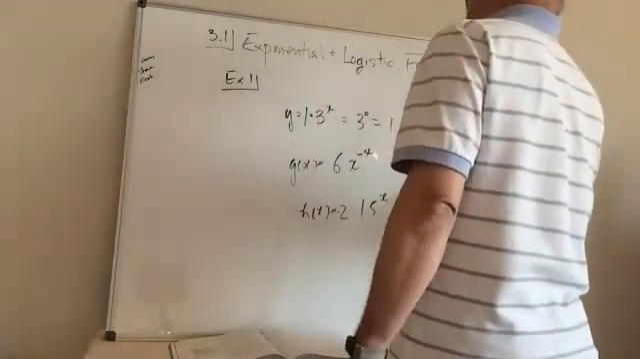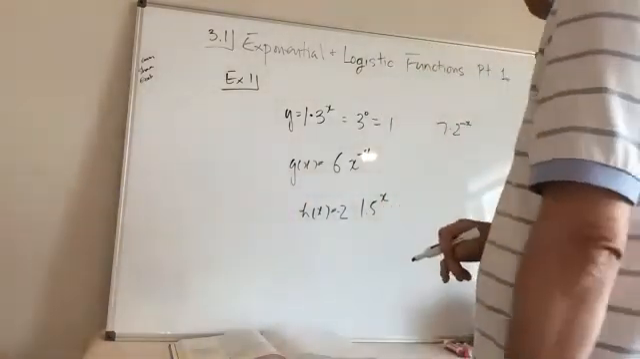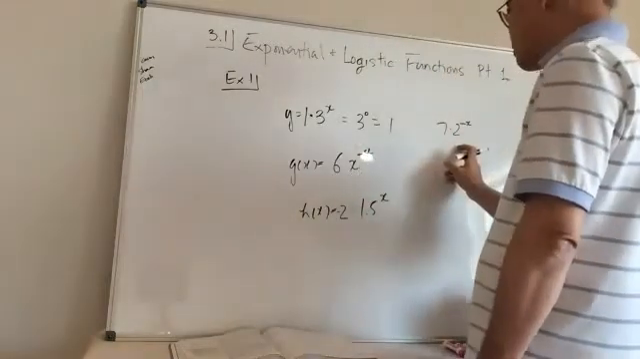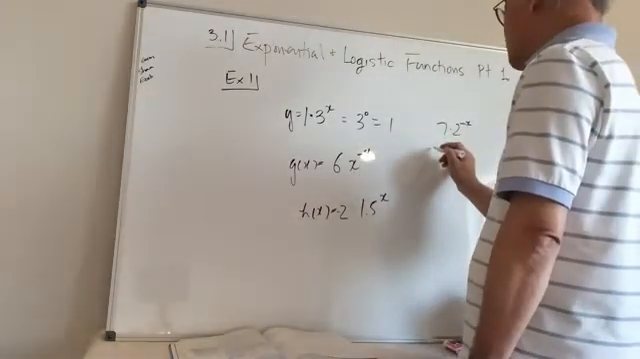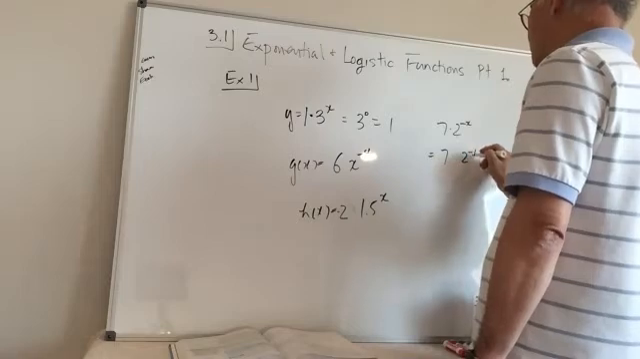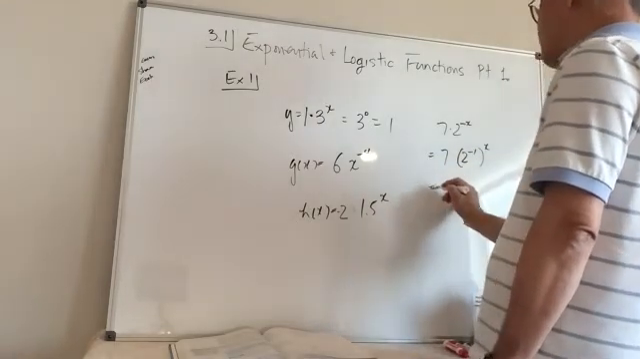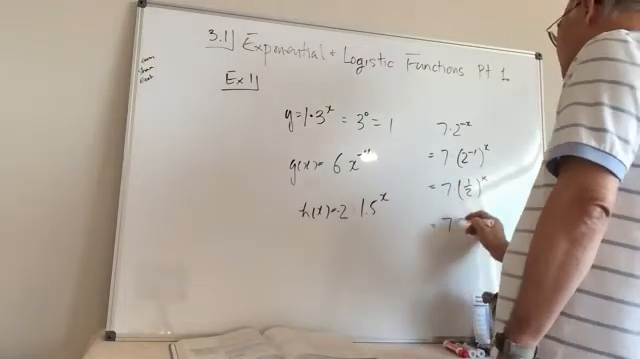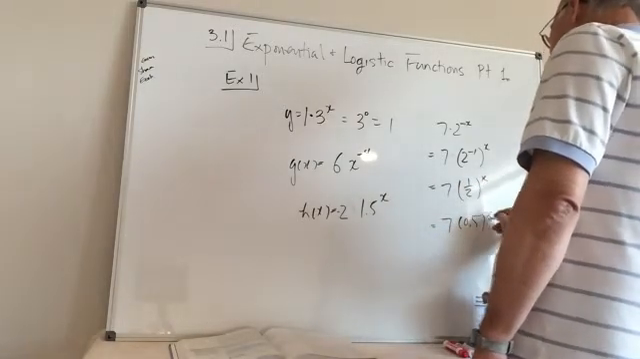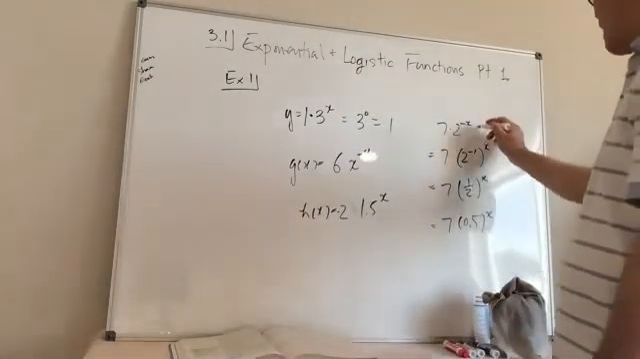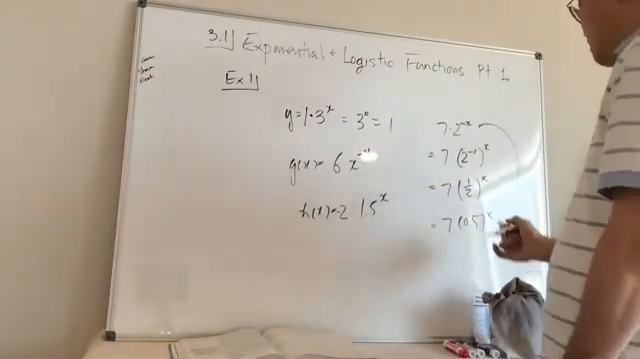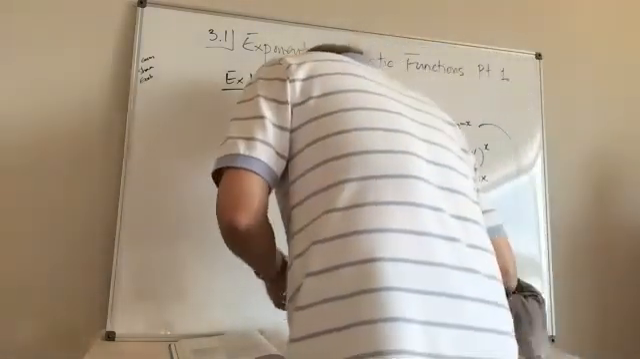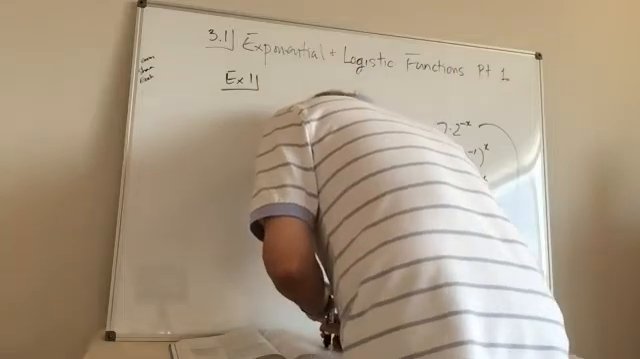D, 7 times 2 to the minus x. Okay, is this a power function? I mean, is this an exponential function? This is an exponential function, right? Because this is minus x. Actually, this can be written as 7 times 1 over 2 to the x. Right? So this guy and this guy are the same thing. So obviously, yes, this is an exponential function, right?